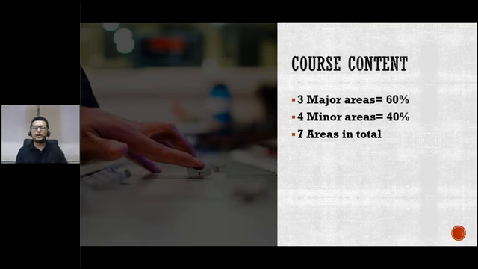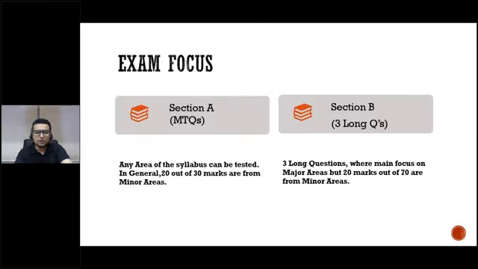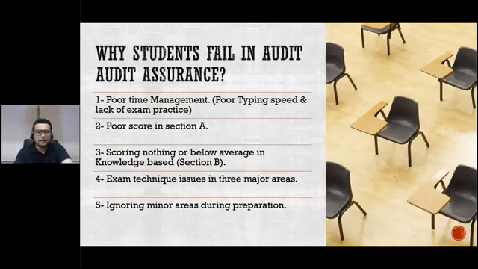The course content can be divided into 7 areas. There are 3 major areas and 4 minor areas. The major areas are risk, controls and procedures. Yesterday we covered risk. Today's agenda is controls. As far as the minor areas are concerned, we have allocated a complete 5th day for them. That was the most important part of yesterday's session.